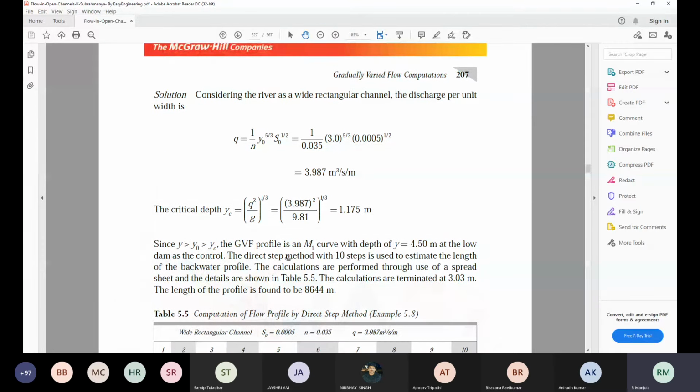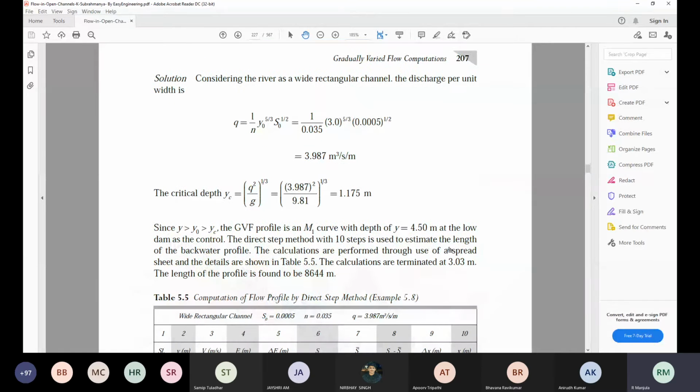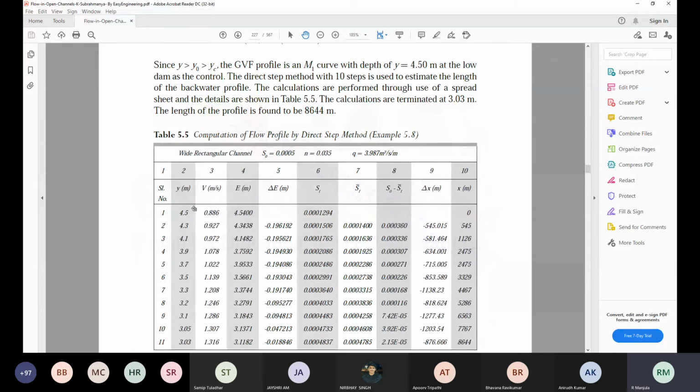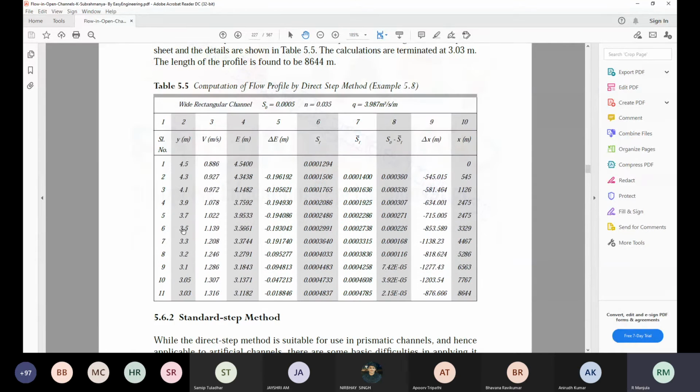So the direct step method with 10 steps is used to estimate the length of the backwater profile, and the calculations are performed through the use of a spreadsheet. You can see the spreadsheet, and these calculations have to be terminated at a depth of 3.03 meters, because your depth is given as 3 meters as the normal depth. So you have to terminate always at the normal depth. Now 4.5 meters, 4.3, 4.1, so a 0.2 meter interval, and you are going up to 3.03 meters. Okay, and the other computations are the same.